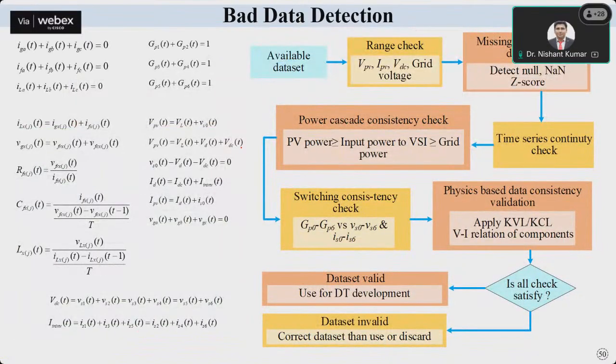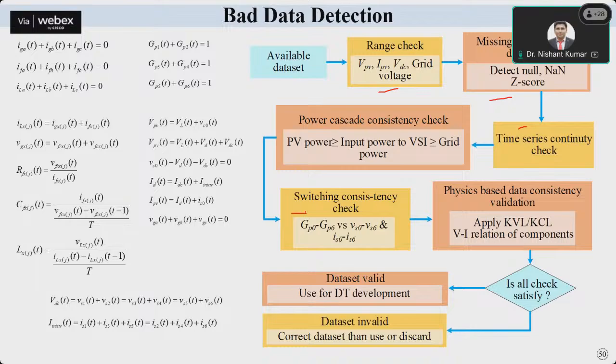So here is how you will detect this. First of all, the basic process is the range check. Then you will go for the mesh. Then you will check the time switching continuously. Then you will see the power cascading, which means the power check. So check whether the power is within range or not. Similarly for the switching consistency.